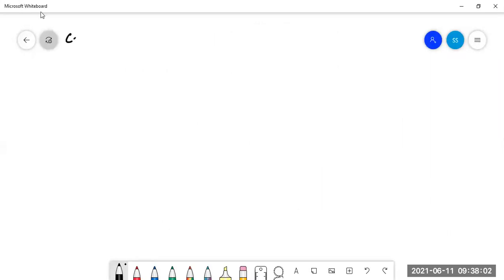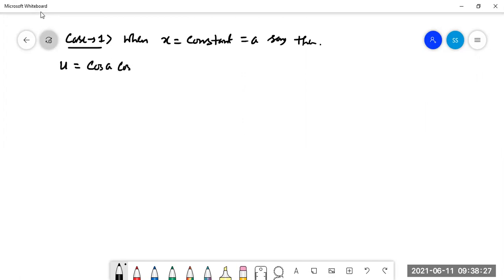Case 1. When x is equal to a constant, say a, then what should be the value of u? u is equal to cos a cos hyperbolic y, and v is equal to minus sin a sin hyperbolic y. x equal to a means a straight line in the z plane which is parallel to the y axis. Clear? So from here we can get the value of cos hyperbolic y.